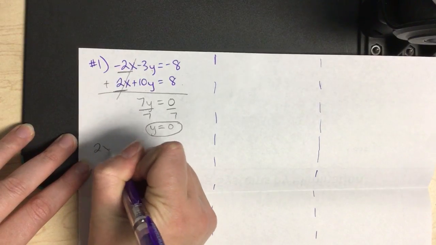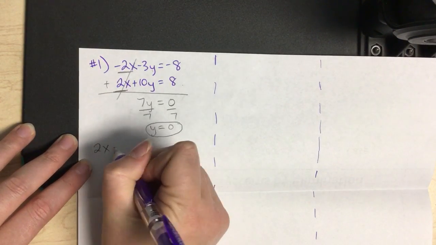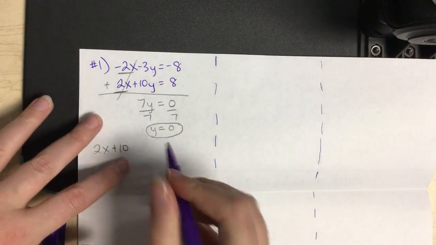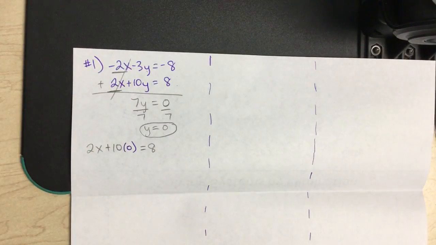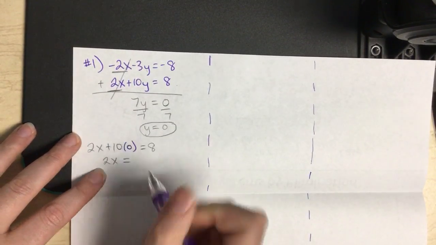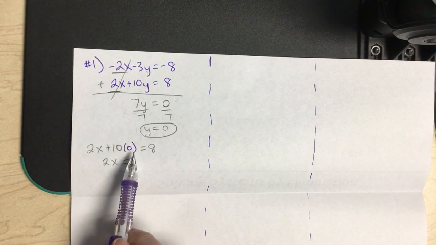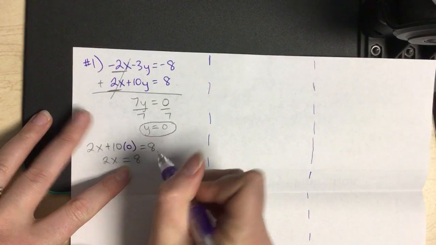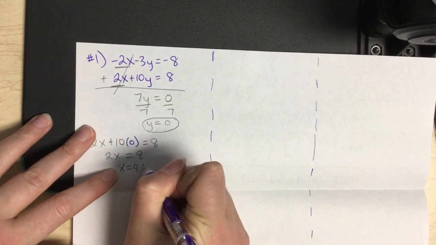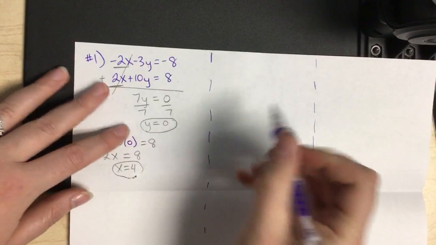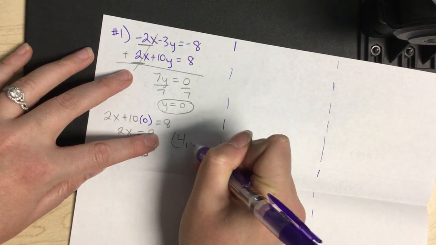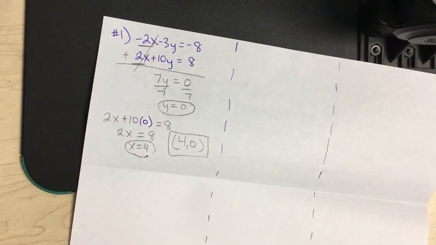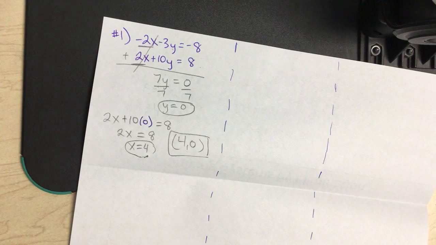So I'm going to start by plugging this in. So 2x plus 10, we just solved that our y is equal to 0, equals 8. Well, 10 times 0 would just be 0. So then I'm left with 2x equals 8. So therefore, x equals 4. Putting it all together, because our solution has to be an ordered pair, our solution is 4, 0. All right, putting it all together. Let's try another one.